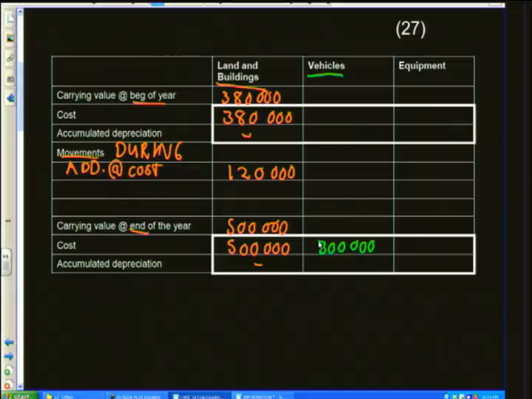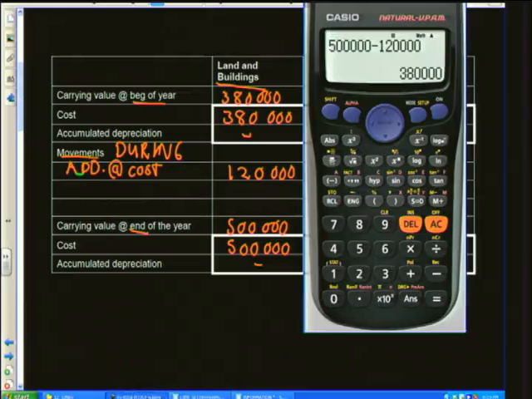Right, what happened during the financial year? We had an addition at cost, and we worked out that addition, an amount of 110,000. And again, guys, remember, we're still working backwards like we did for land and buildings. So if I had to ask you, what was my cost of vehicles before I purchased this additional vehicle or this new vehicle, I'm going to take my 300,000 minus 110,000. So let's do that.